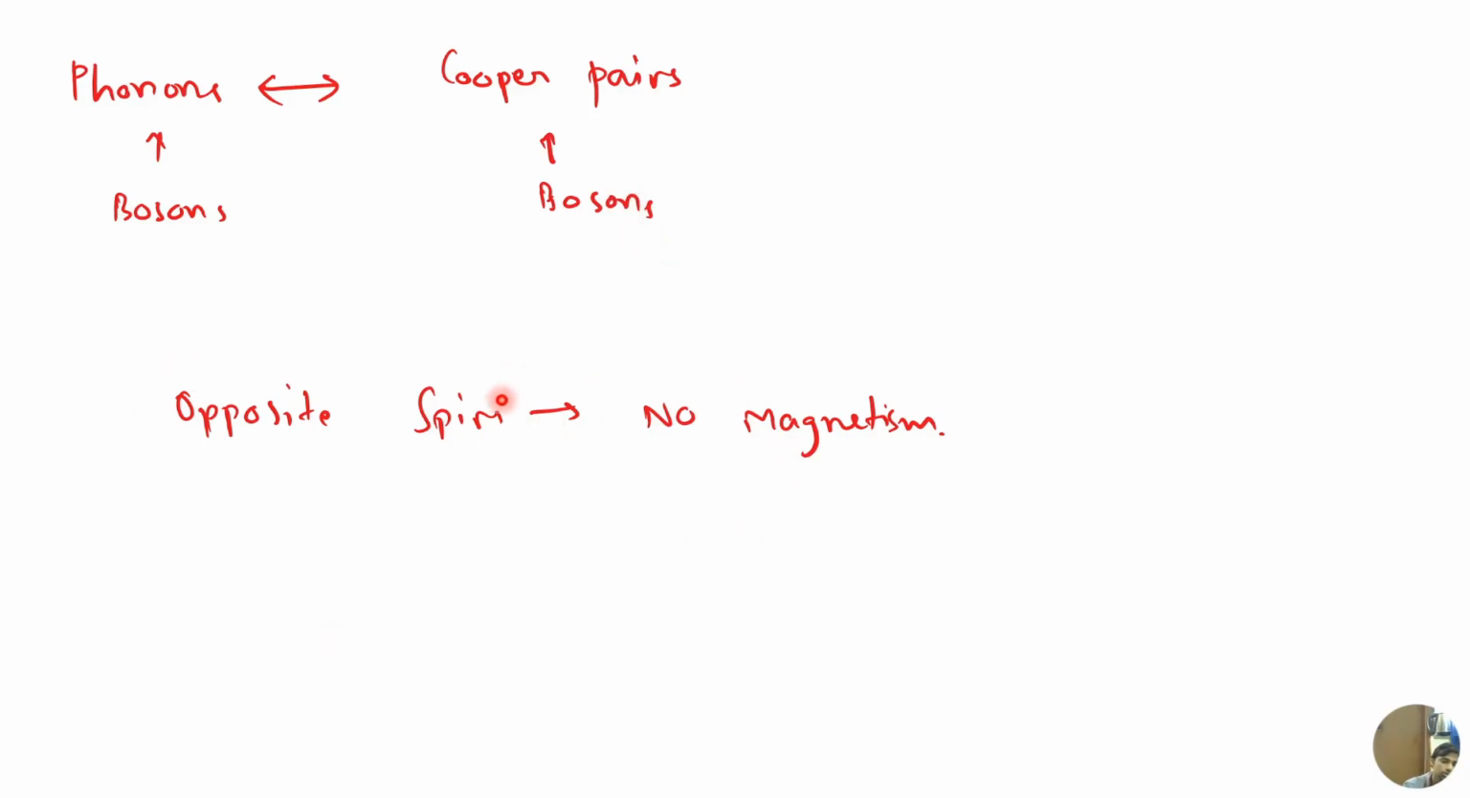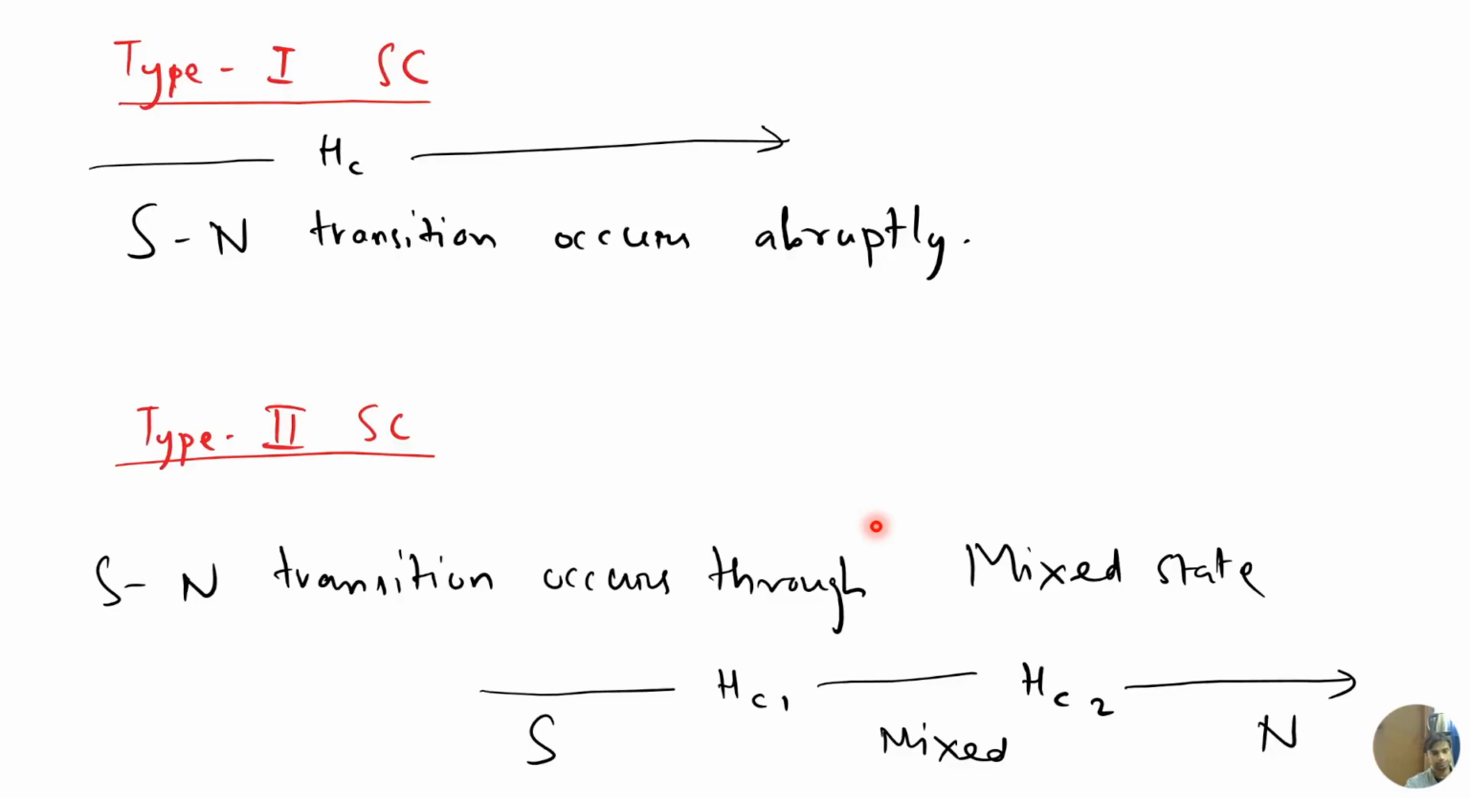Now, since these Cooper pairs need to have opposite spin, the magnetic spin moment will be cancelled, and hence no magnetism. And if we try to impose magnetism on them, then the spins of the Cooper pair will start to align in the same direction. But when the electrons are in the same direction, they are no more a Cooper pair. So when there is no Cooper pair, there is no superconductivity. So magnetism and superconductivity oppose each other at a fundamental level.